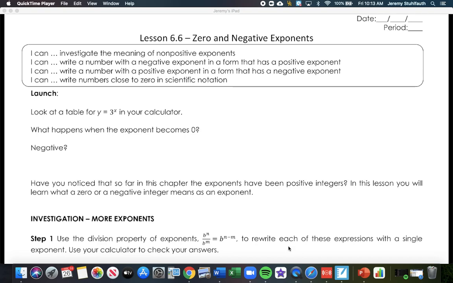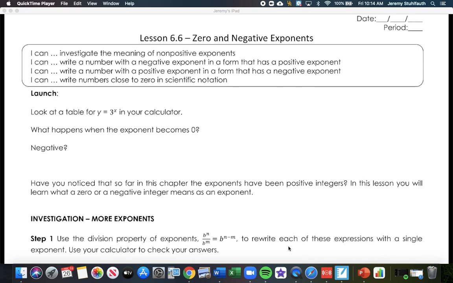To investigate what happens when you have exponents that are 0 and negative. By the end of this lesson, what we want to be able to do is understand the meaning of non-positive exponents. We want to be able to write a number with a negative exponent in a form that has a positive exponent, and write a number with a positive exponent in a form that has a negative exponent. And finally, we want to be able to use negative exponents to represent numbers that are really close to 0 in scientific notation. So before we begin the lesson, go ahead and do the warm-up.